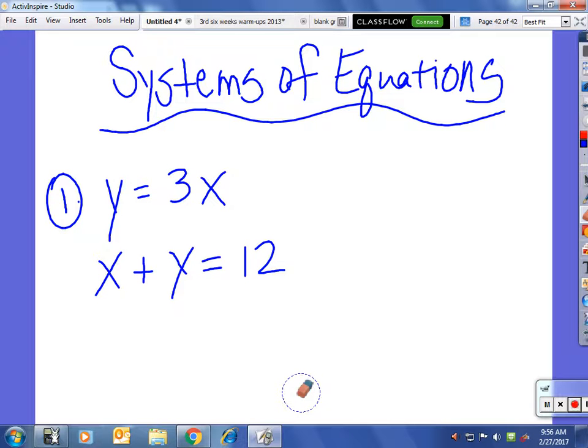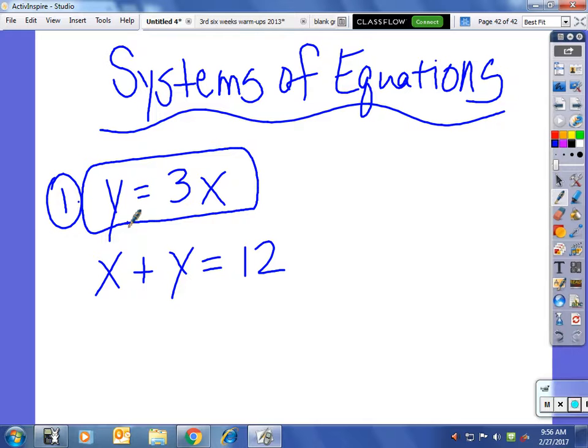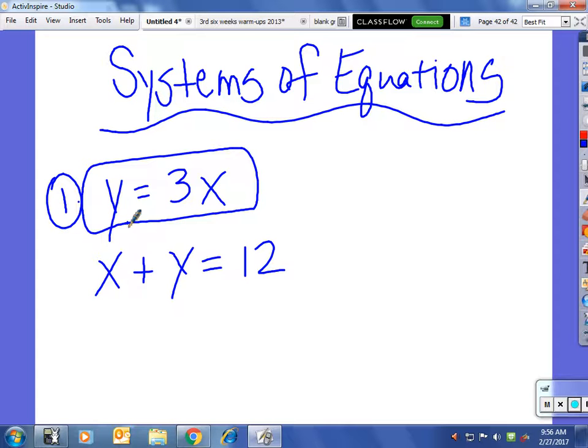Look at that top equation. What does y equal? Do you see? y equals 3x. That means y and 3x are interchangeable. They are exactly the same thing. They equal each other. Now, you have to look at the other equation. Do you see a y in the other equation? Yeah, do you see this y right here? Guess what I can replace it with?